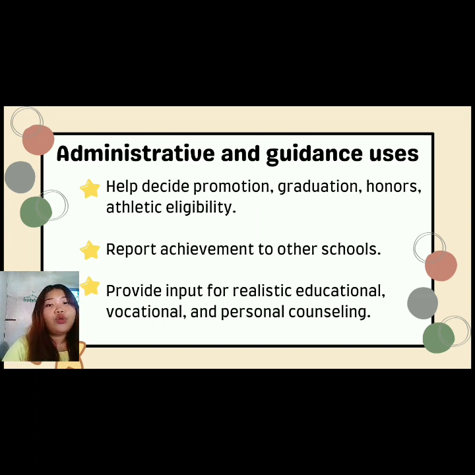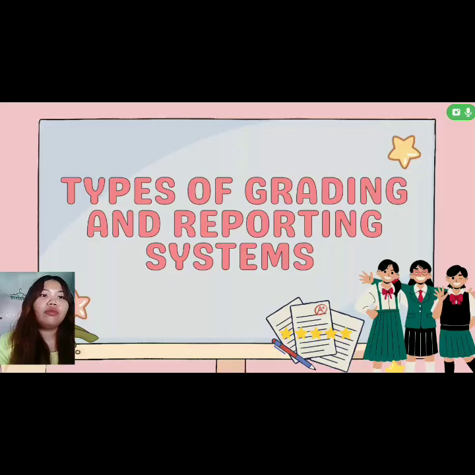As teachers, it is also our role to motivate and encourage them to realize that whether they receive a low or high grade, it has a purpose.